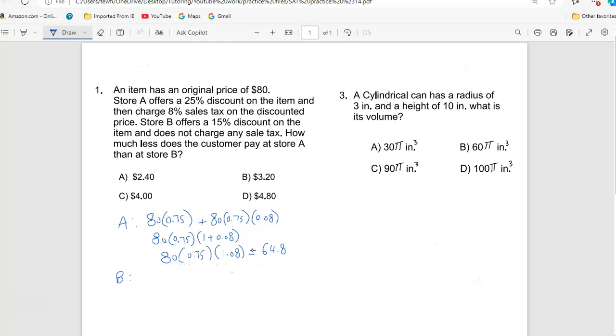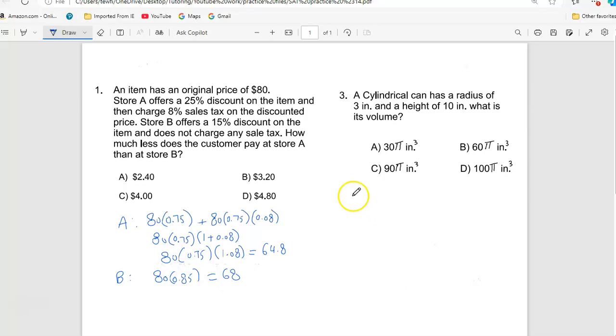Store B, there is no sales tax. So it will be 80 multiplied by what? The discount, 15%. That means he's going to pay 85%, which is 0.85. And that should give you, multiply by, that should give you 68.